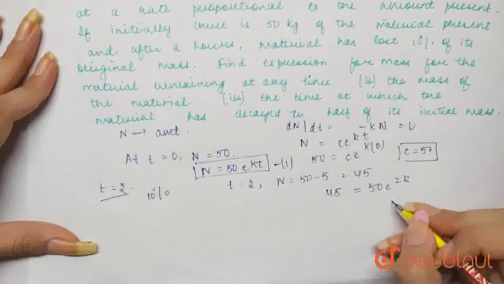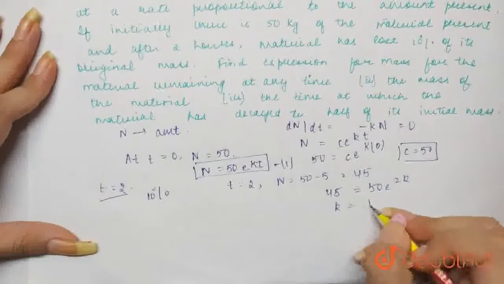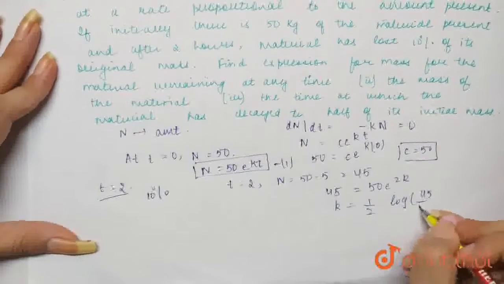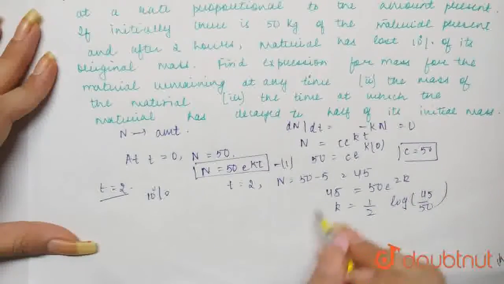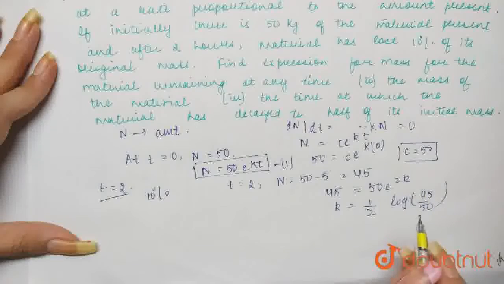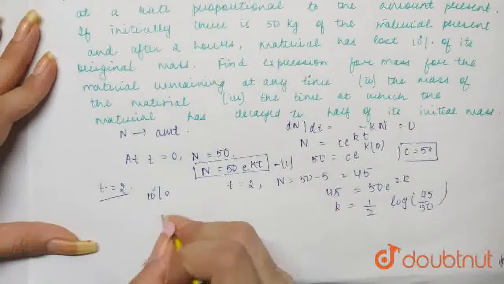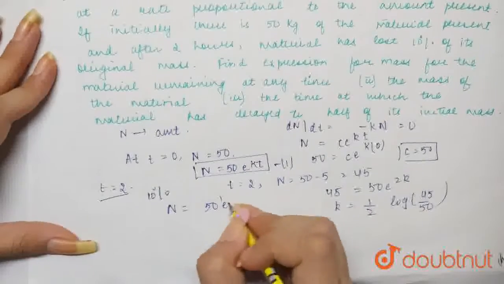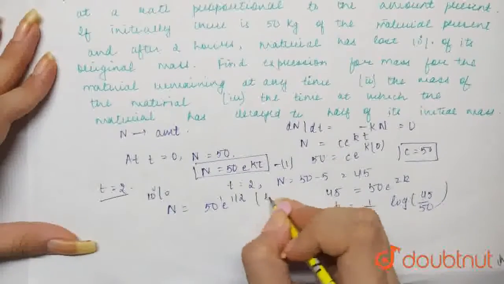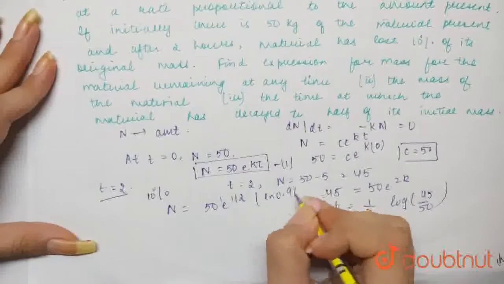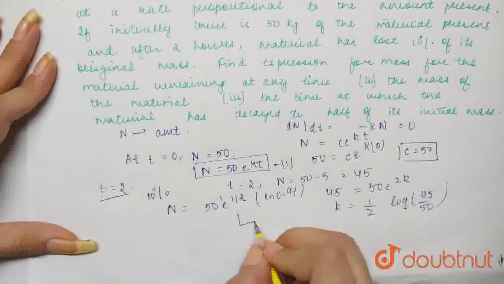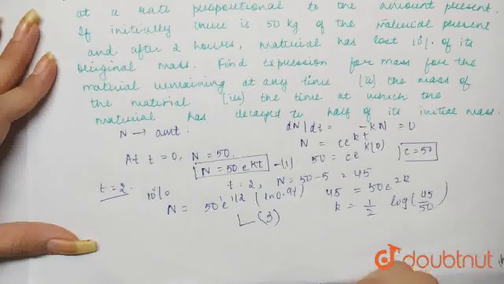So from here, if you find the value of k, you will get k = 1/2 log(50/45). Now substituting this value in the second equation, you will get your time. So N here is equal to 50 e^(...), and this limit will be 0.90, where t is measured in hours. So this is your third answer, the time of decay.